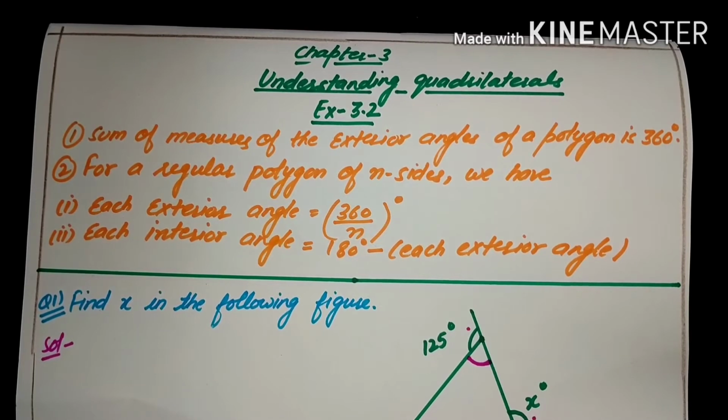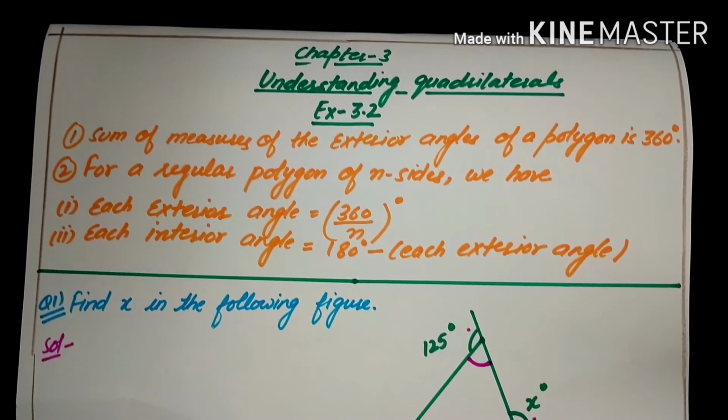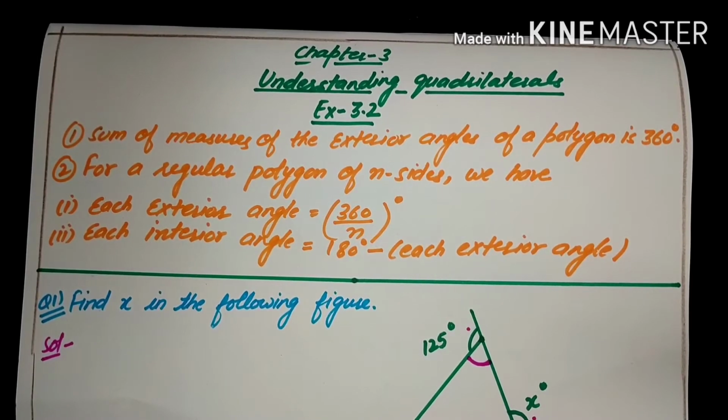The second result which we will use in this exercise is for a regular polygon of n sides. What is a regular polygon? Yes, which is both equilateral and equiangular. So for that we have, number 1, each exterior angle is equal to 360 upon n degrees, and the second result is that each interior angle is equal to 180 degrees minus each exterior angle.